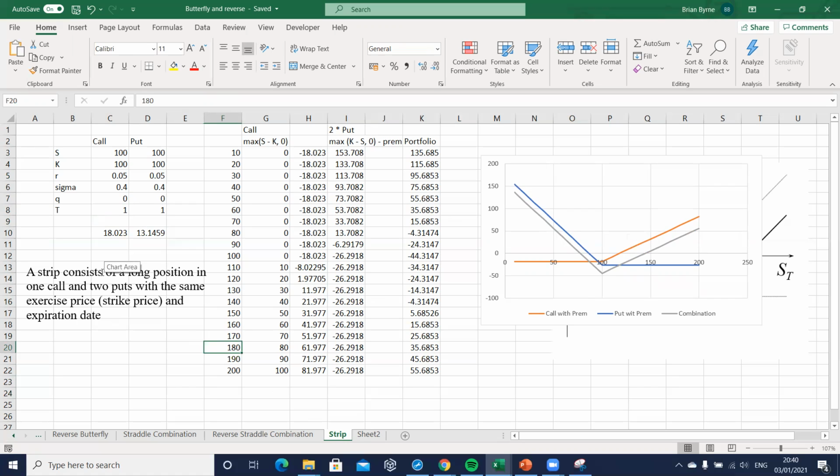Okay, so that's a strip strategy, and it's a combination of a long one call and two puts.